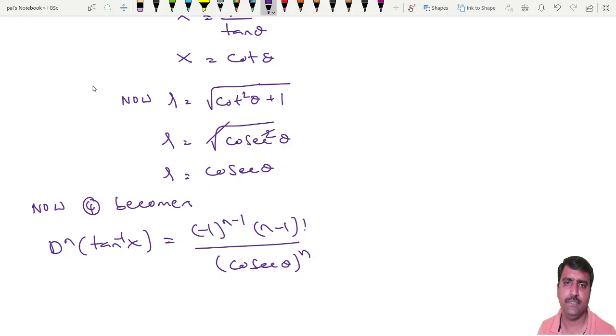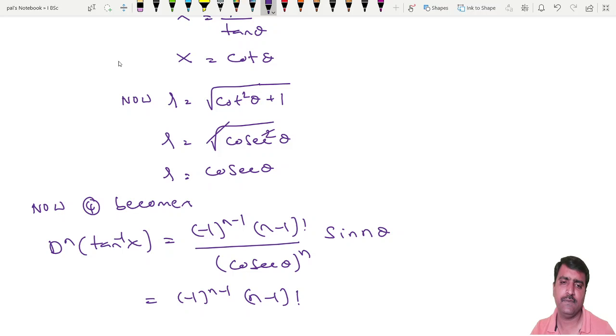So cosecant theta to the power of n into sin n theta is equal to minus 1 to the n minus 1, n minus 1 factorial, sin n theta into... you see, 1 by cosecant theta can be written as sin theta. So when you bring this to the numerator, 1 by cosecant becomes sin, sin theta to the power of n. So you can write that as sin n theta, sin to the power n theta.